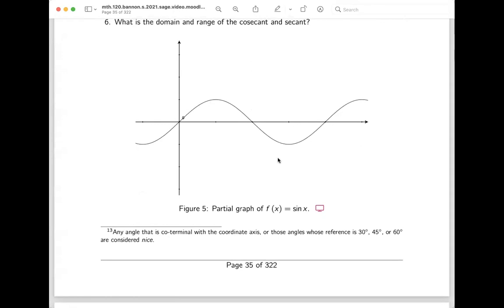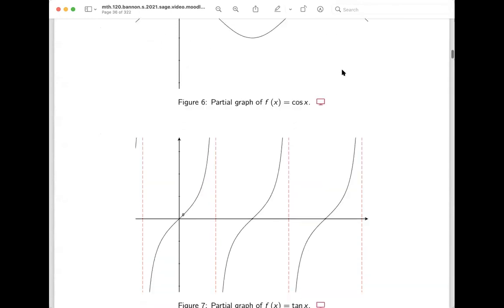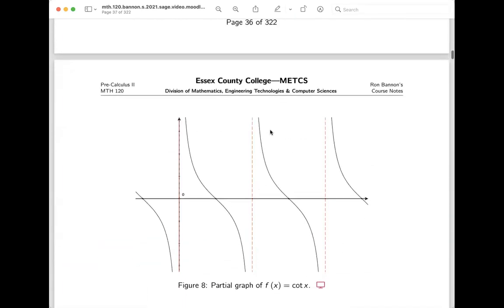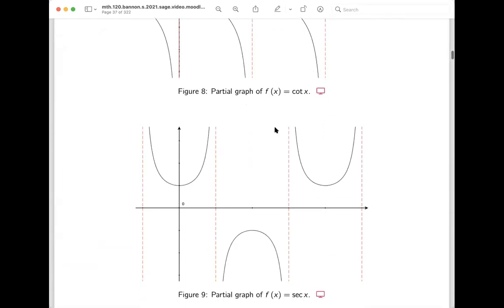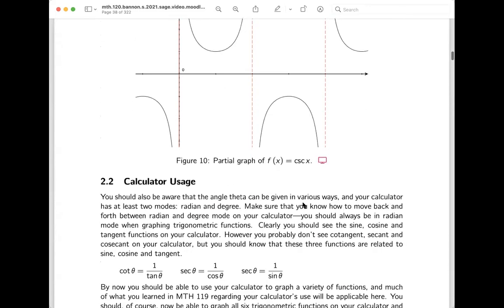We talked about the sine function. This is the parent sine function. It's important you have this covered. All right. We talked about the cosine. This is the parent cosine function. Again, it's important that you have that covered as well. It's important you also know about the graph of the tangent function, the graph of the cotangent function, the graph of the secant function, and the graph of the cosecant function.